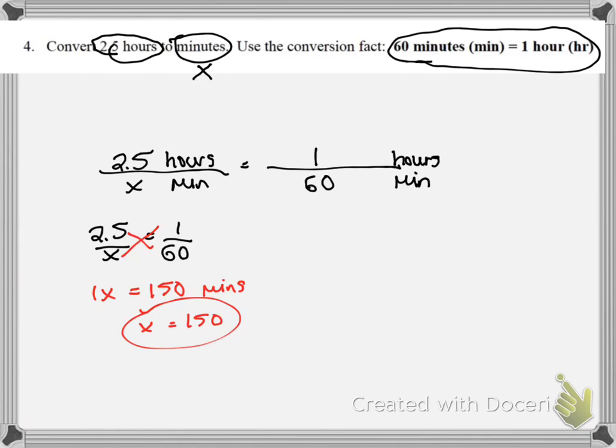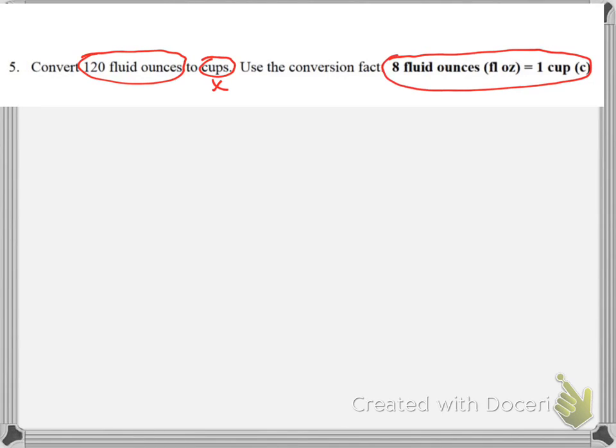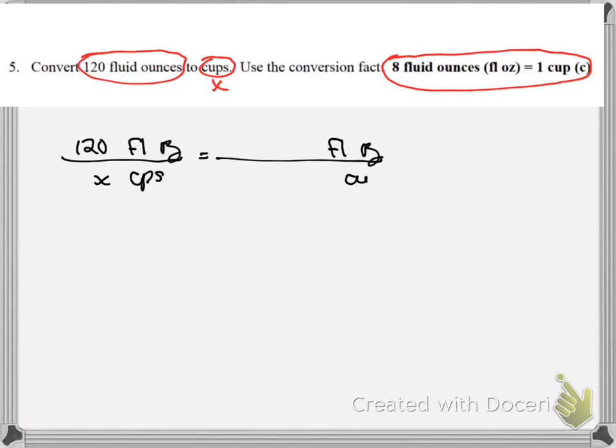Let's do another example. This time we're asked to convert 120 fluid ounces to cups. And that's going to be our variable. Okay, and 1 cup is equal to 8 fluid ounces. So we're going to have 120 fluid ounces over x cups is equal to, and again, I always write out my units so I don't accidentally switch them. So we have 8 fluid ounces is 1 cup. So we have 120 over x is equal to 8 over 1.